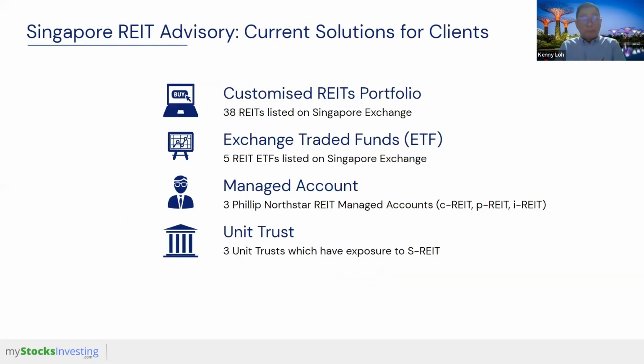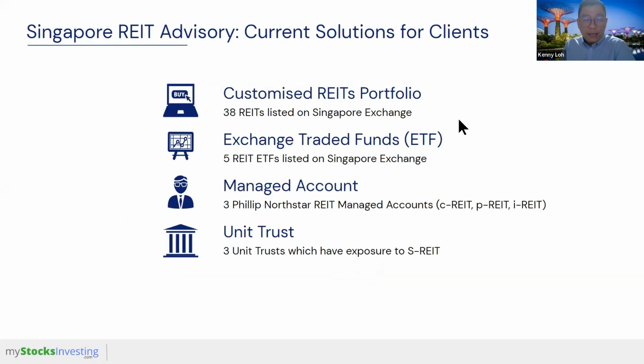Okay, so besides Ascendas, what would be other ways to really invest in Singapore REITs? You can DIY, as what I showed you just now. But if you think that it's just too much work and too much time needed to do the detailed analysis, there are a few ways to invest in REITs in Singapore. I offer REIT advisory to my clients. These are a few solutions you may consider.